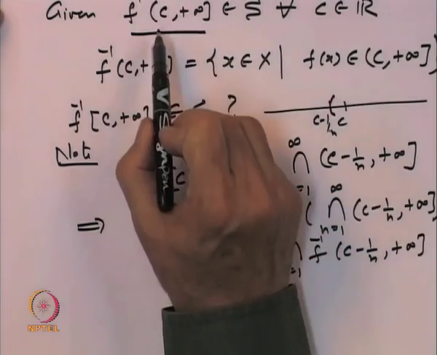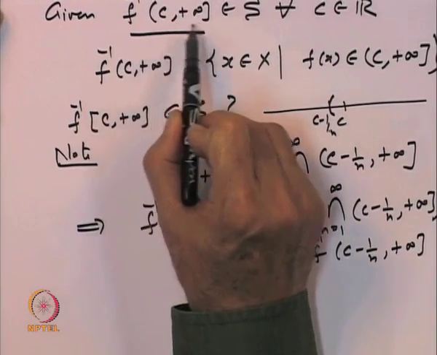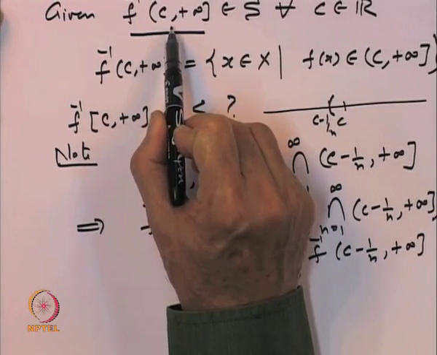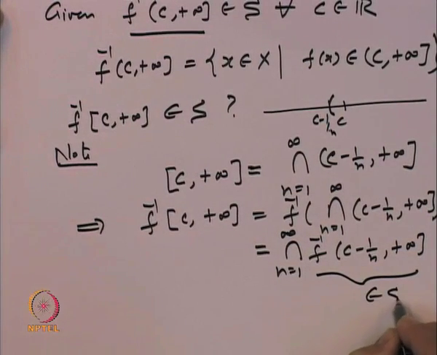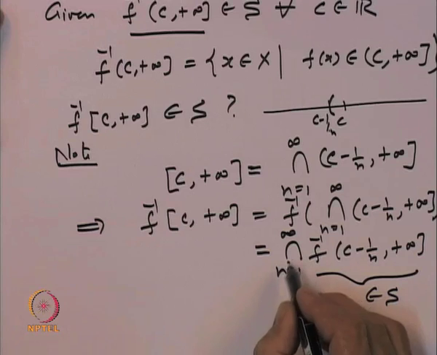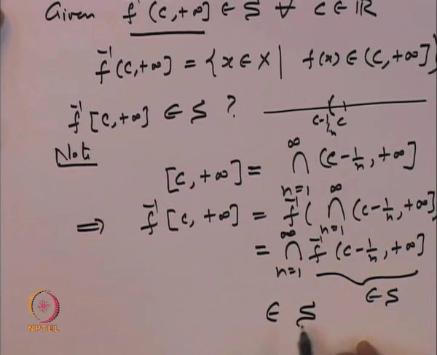And we are given that whenever the interval is of the type c to plus infinity, c open, the inverse image is in S. So, each one of these sets belongs to S. S is a sigma algebra. So, intersection belongs to S. So, this belongs to S.